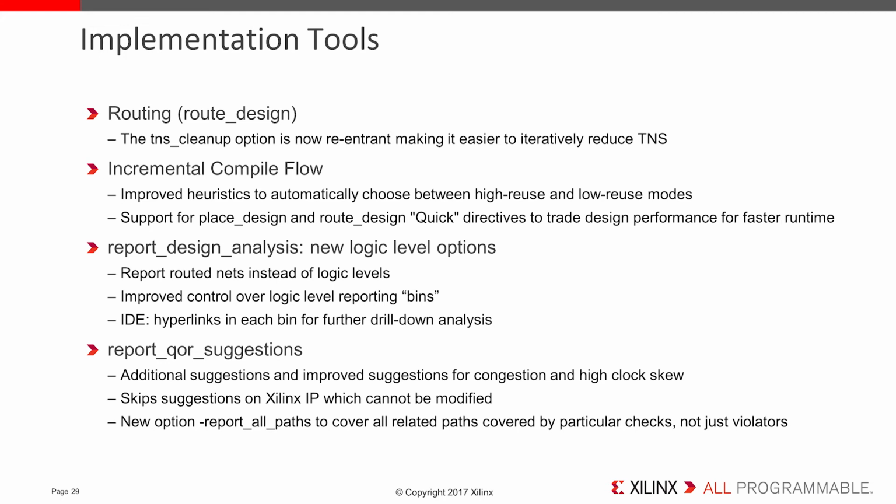Report QOR suggestions, or RQS, was introduced in 2017.1, and the set of QOR checks has been expanded in 2017.3. Particular areas of improvement are congestion and high clock skew. RQS now skips the suggestions applicable to the items inside the Xilinx IP, which are out of the scope for user intervention. And a new option called Report All Paths now shows all the paths that apply to a particular check in the detailed report sections.